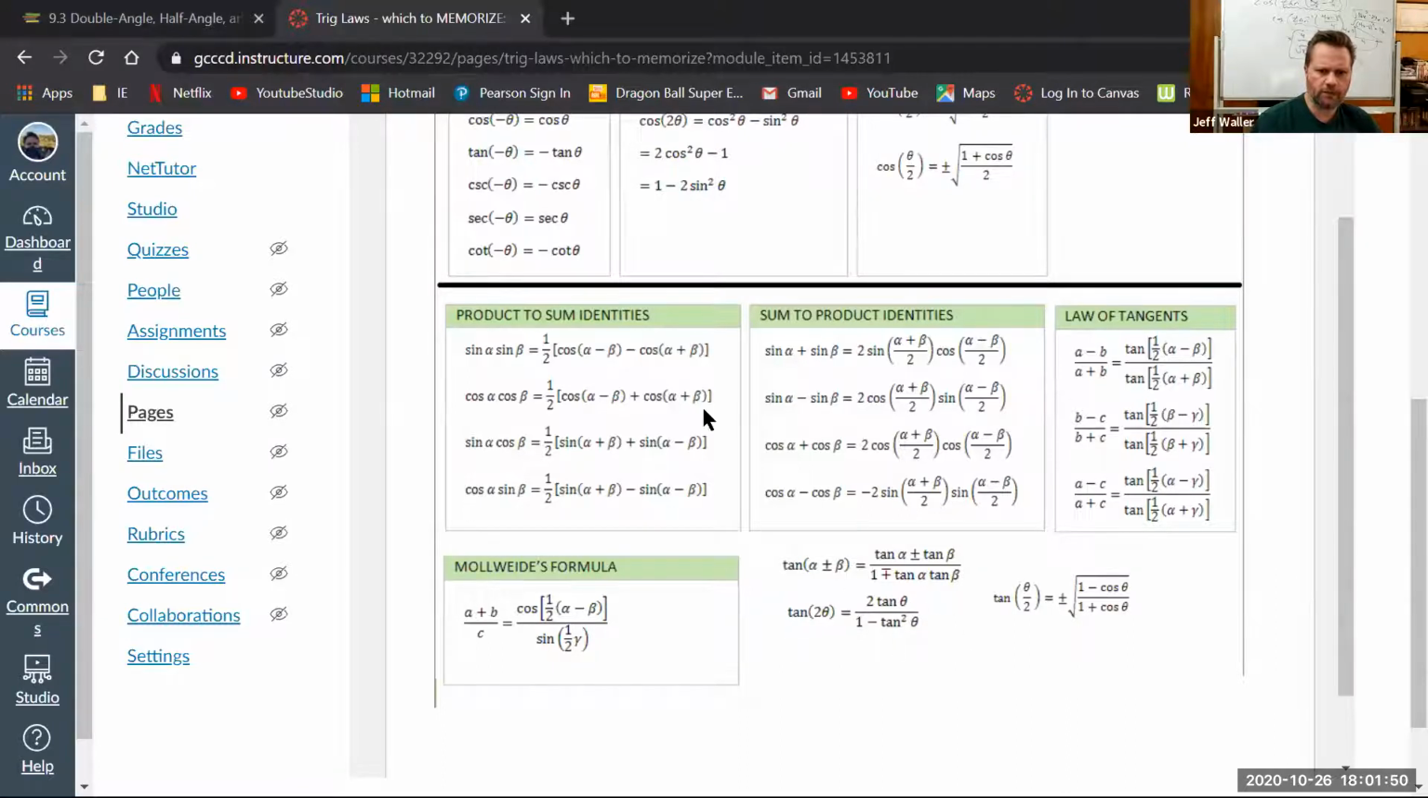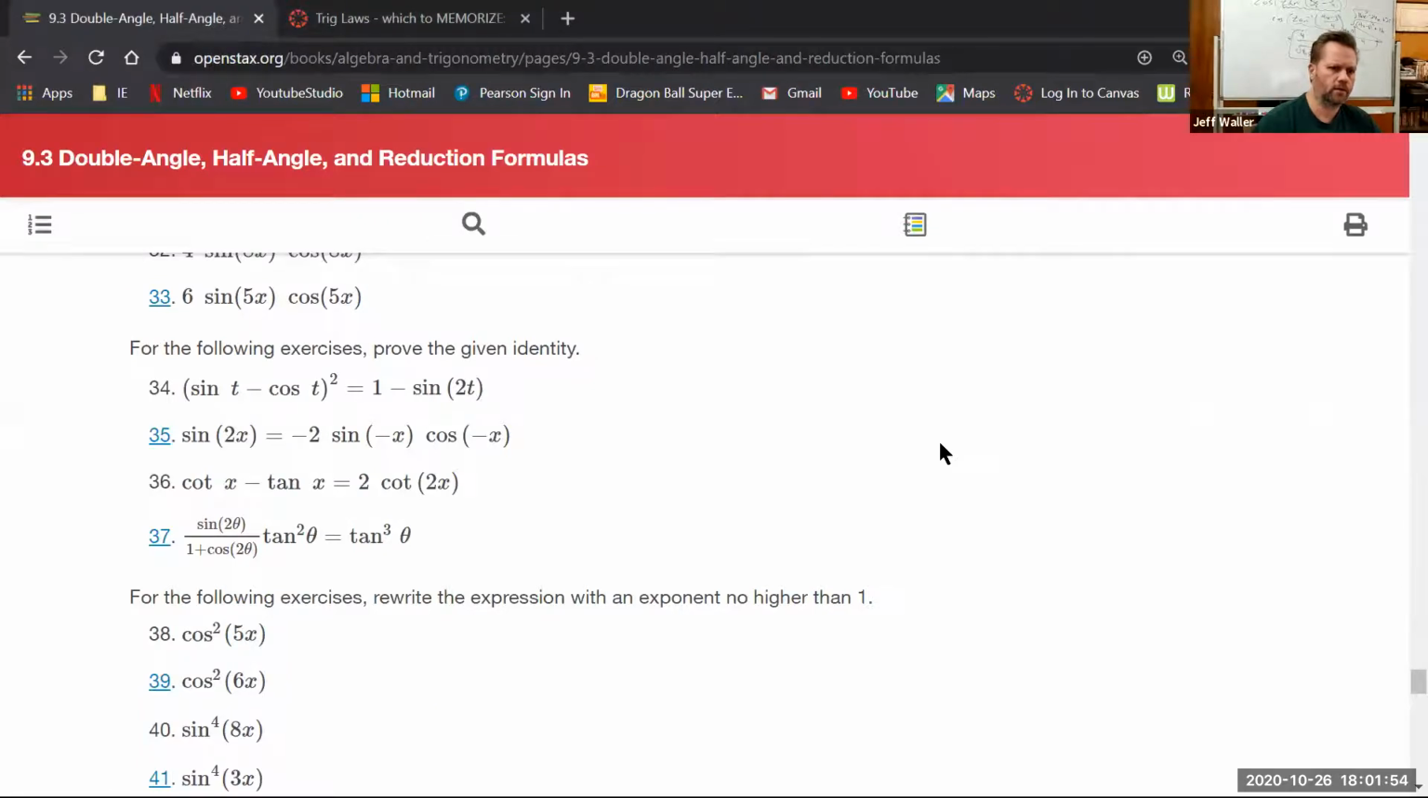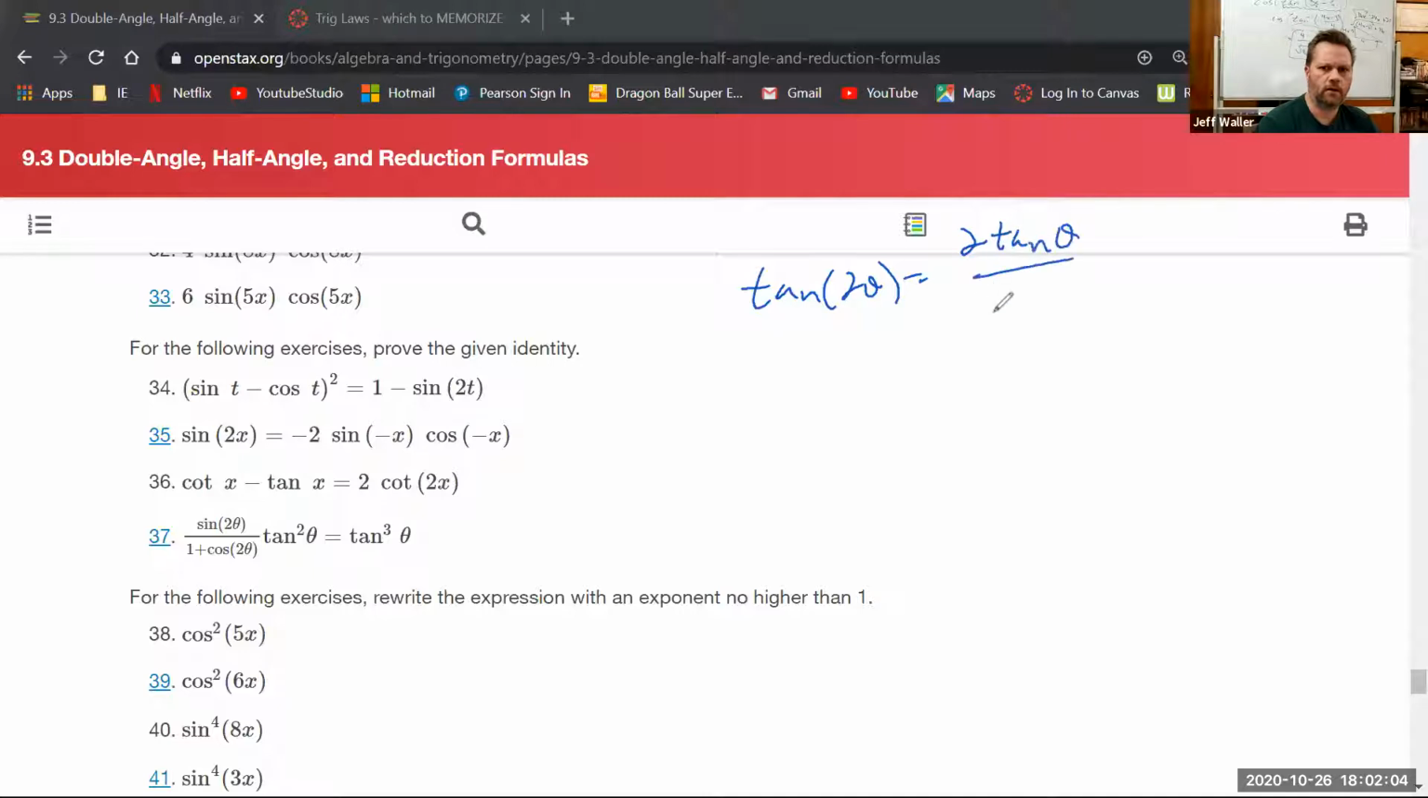Here's tangent 2 theta is 2 tangent over 1 minus tangent squared. So let me write that down. Tangent 2 theta is 2 tangent theta over 1 minus, what, I forgot it already. Can somebody help me out? I can't even look back at the old, 1 minus tangent squared theta, is that what it is? I think so.